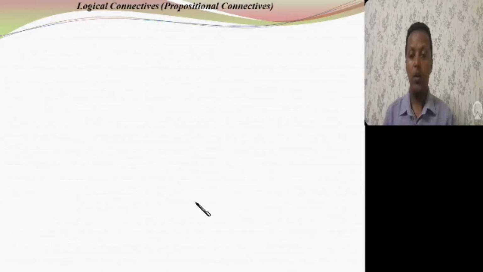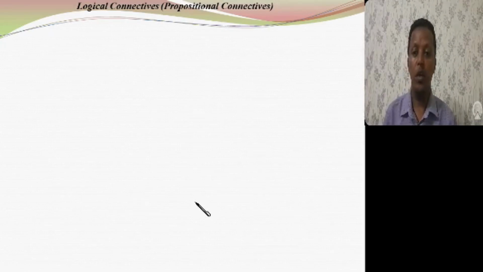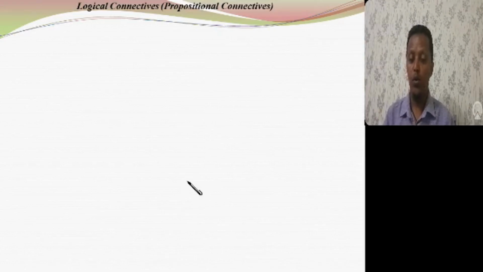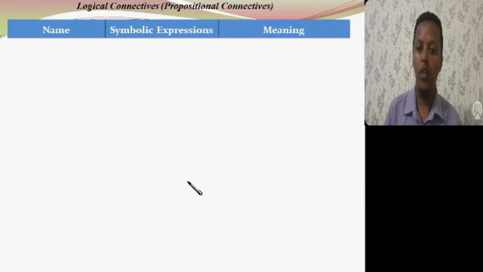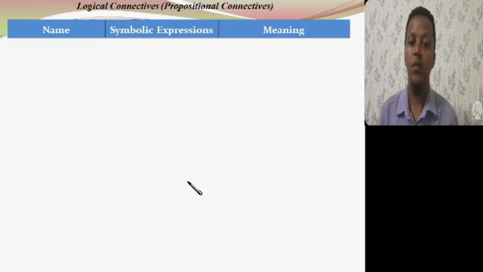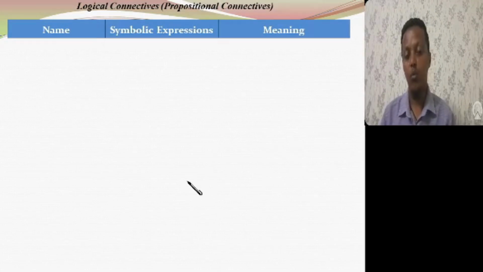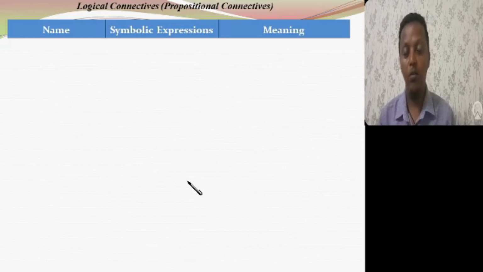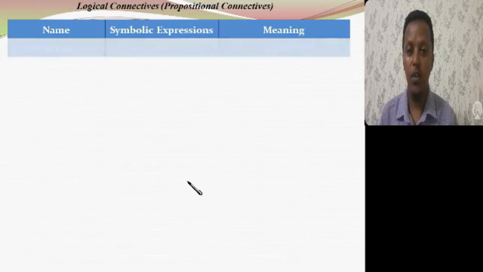Now the other concept we need is the logical connectives. In mathematical logic, we have 5 connectives. So you need to identify their names, symbols, and meanings. For each of the 5 connectives, you will have a name, a symbol representing the connective, and the meaning of the connective. Let's see them one by one.